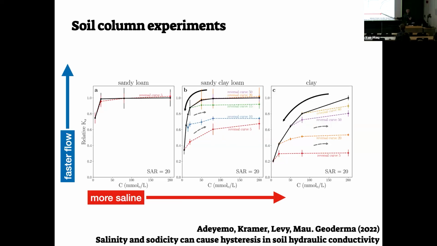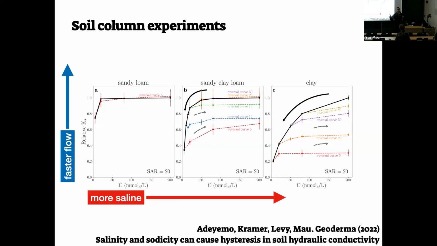So basically the same kind of graph. On the horizontal axis, we have concentration. So when you go to the right, you have more saline. And when you go up, you have faster flow. Same axis as before. So let's focus. And here we have three kinds of soil: sandy loam, sandy clay loam, and clay.